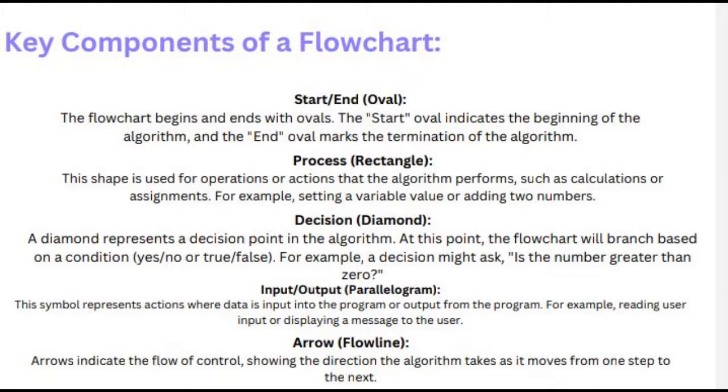A diamond represents a decision point in the algorithm. At this point, the flowchart will branch based on a condition. Naa diri ang yes, no, or true, or false. For example, a decision might ask, is the number greater than 0?